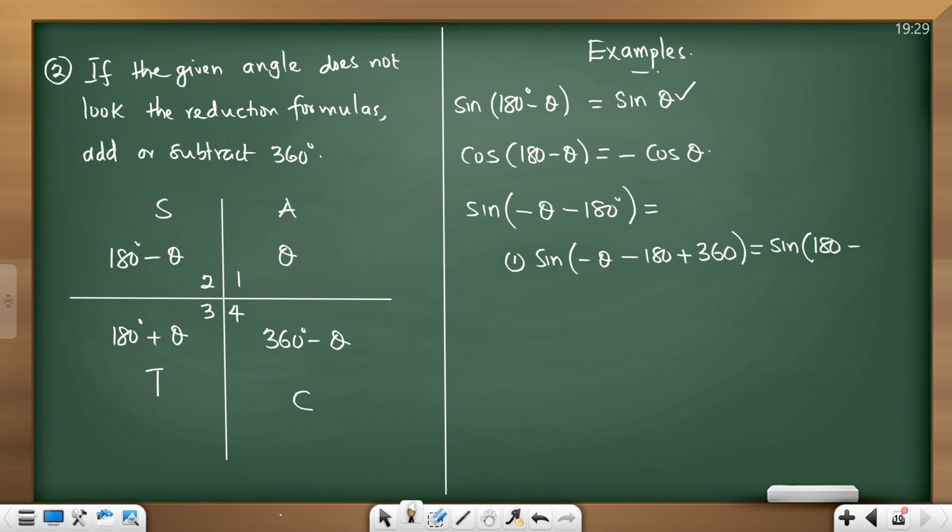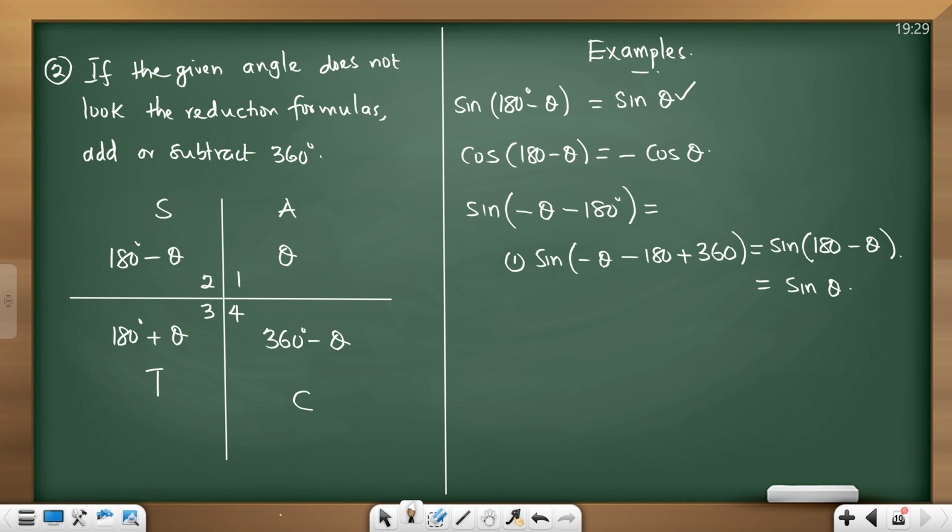My answer. Check: is this now in the quadrant? Yeah, second quadrant. But this is a waste of time.